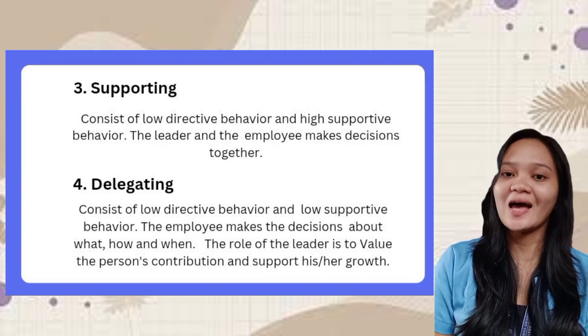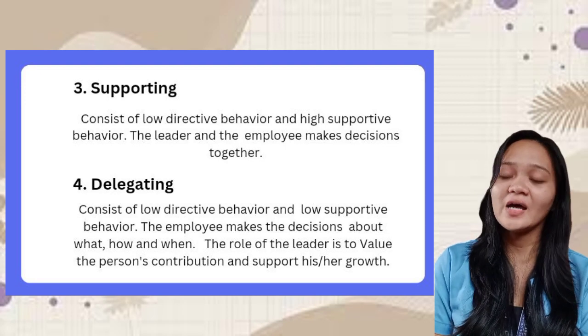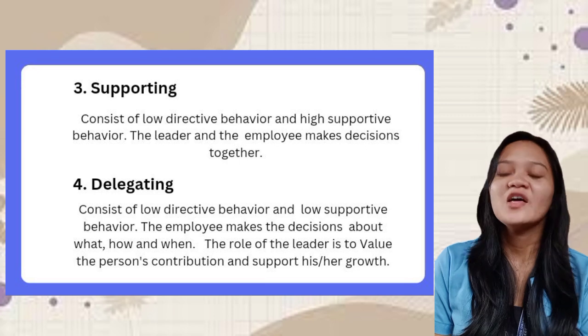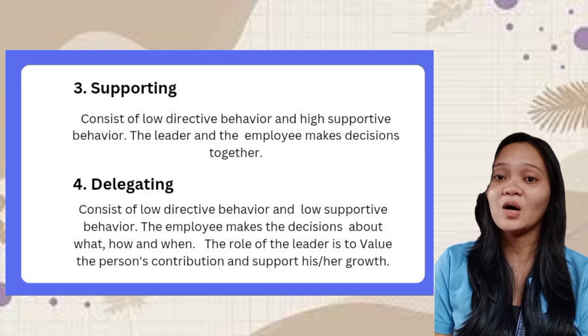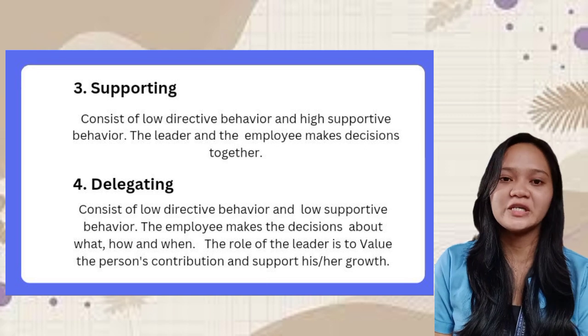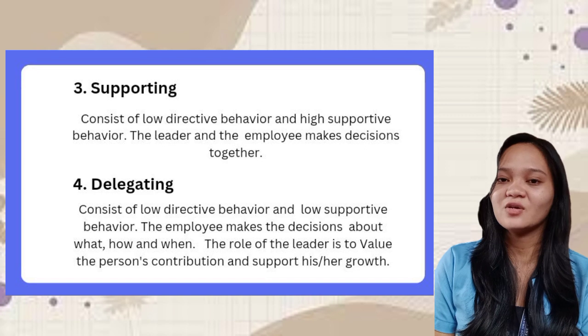The last style is delegating. It consists of low directive behavior and low supportive behavior. This means that the employee makes the decisions about what, how, and when. So the role of the leader is to value the person's contribution and support his or her growth.